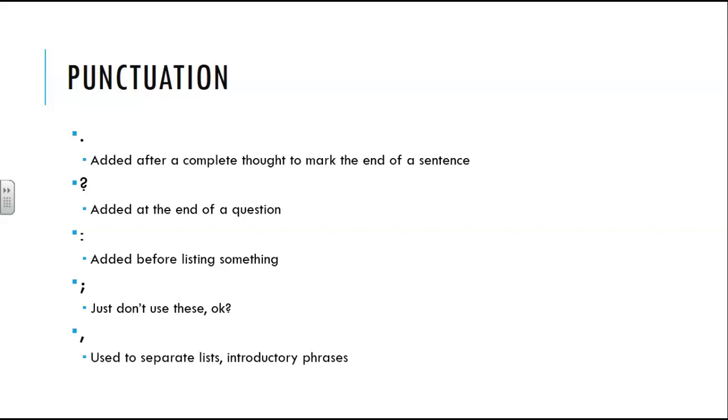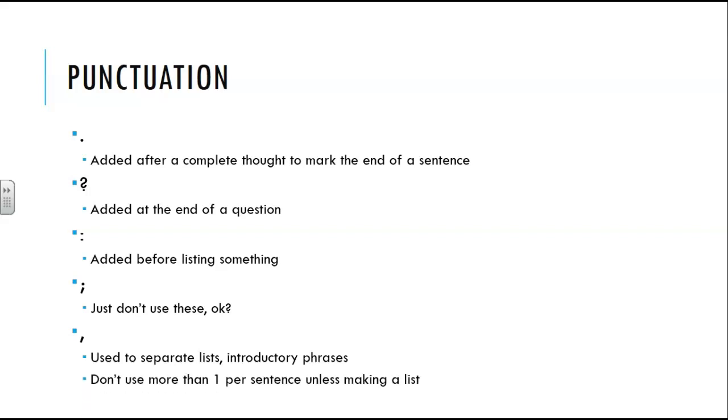And a comma. A comma is used to separate lists, introductory phrases, and anything that is going to be an aside in your writing. Now, you will never end a sentence with a comma. This is something that I consistently see. Never end a sentence with a comma. It does not happen. It will not happen. Do not use that.